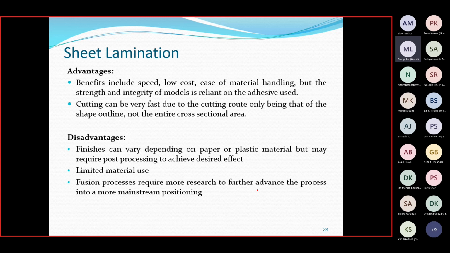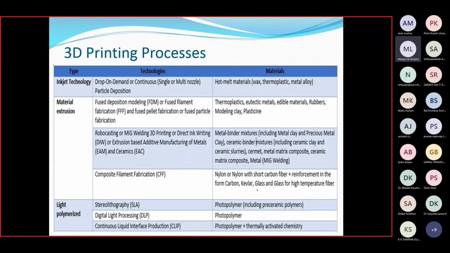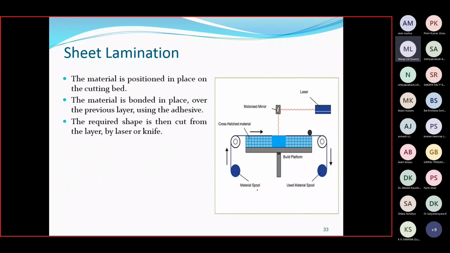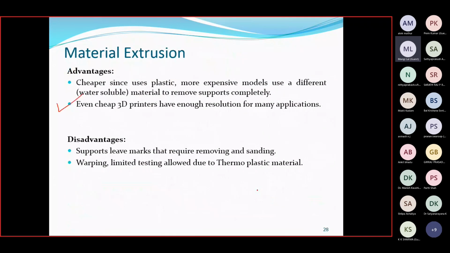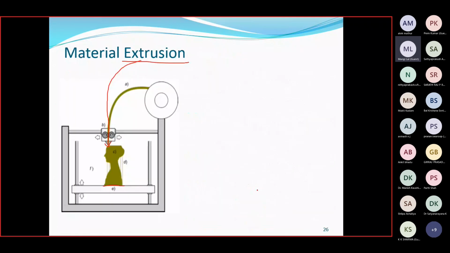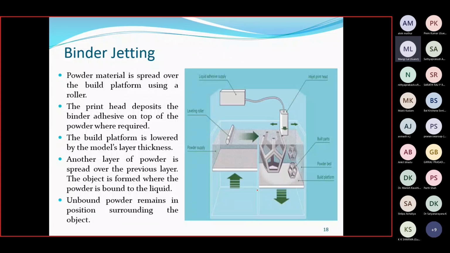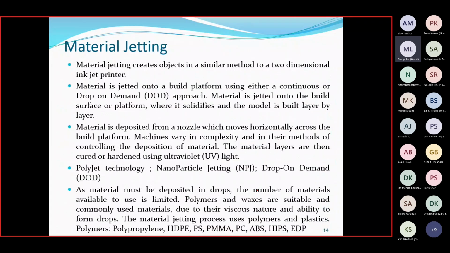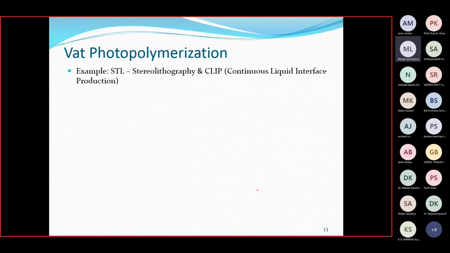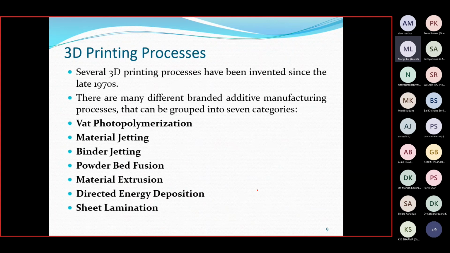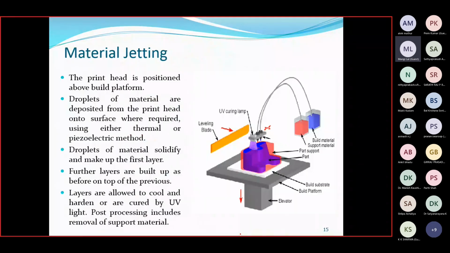Okay, so these are the concepts. So all 7 we have studied. So sheet laminations, and then directed energy, material extrusions, powder bed, binder jetting, and then material jetting, then vat photopolymerizations. So all these 7 process techniques are what we have studied.